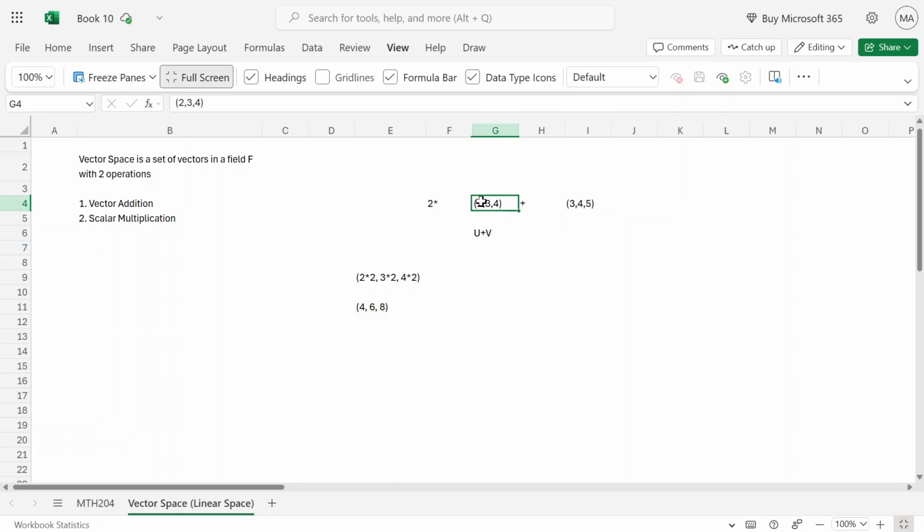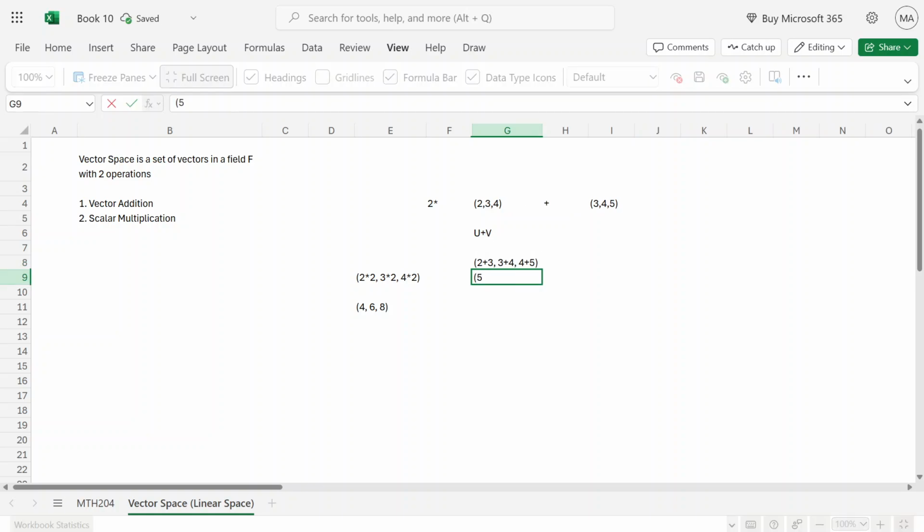All you have to do is add the scalars. The numbers in the vectors are scalars, right? Add the scalar in each position. To add two vectors, they must be of the same size. The first number here, add it to the first number there. Then the second number, add it to the second number there. And the third number, add it to the third number there. So you have 5, 7, 9. That is how you add two vectors together. They must be of the same size, and it is pretty straightforward. So we know what vector addition and scalar multiplication are.